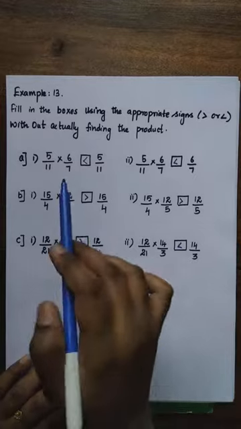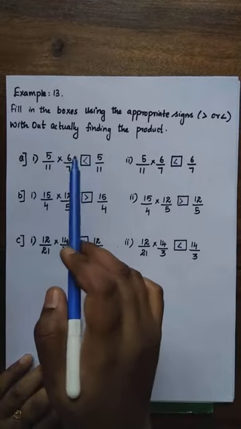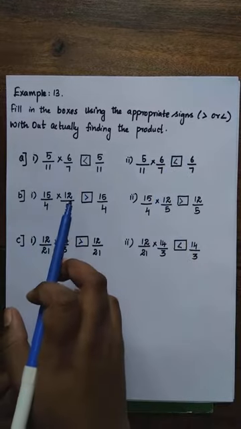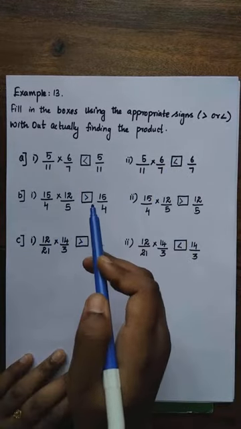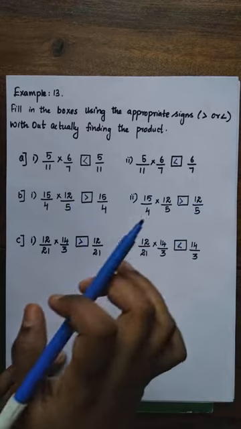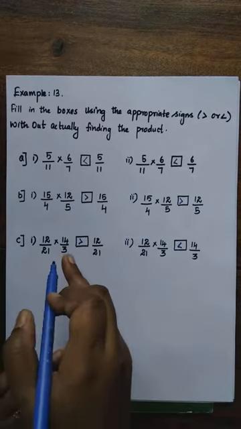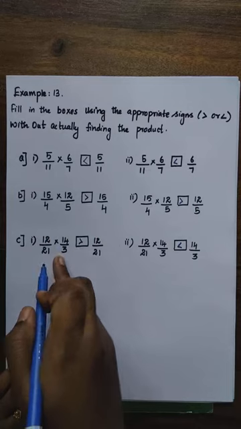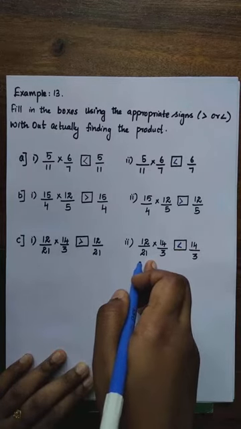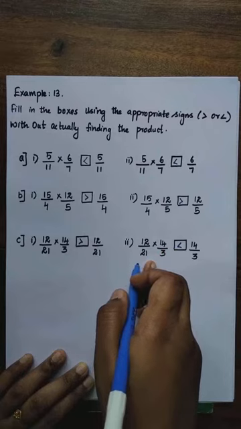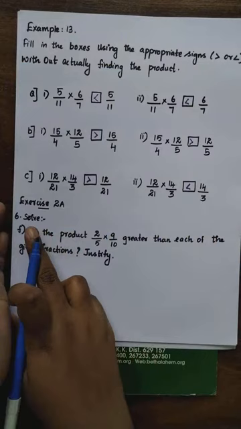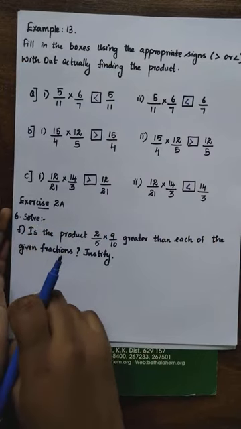So when two proper fractions are multiplied, the product is less than each of the fractions. When two improper fractions are multiplied, the product is greater than each of the fractions. When a proper fraction and an improper fraction are multiplied, it is greater than the proper fraction and lesser than the improper fraction. Understand? So next question, exercise 2A, question number 6, solve the fifth question.